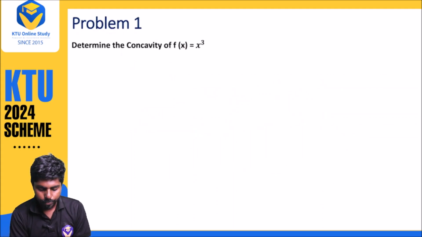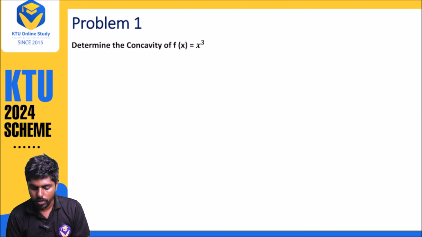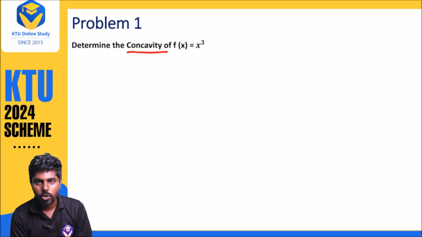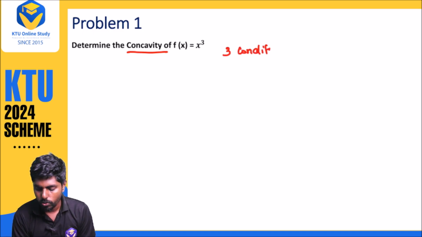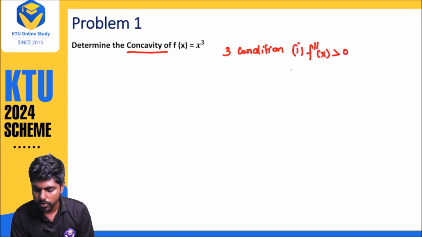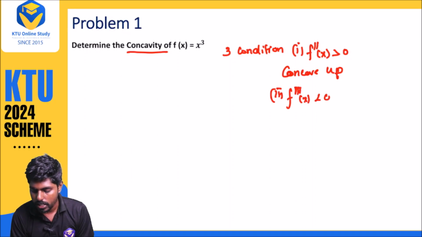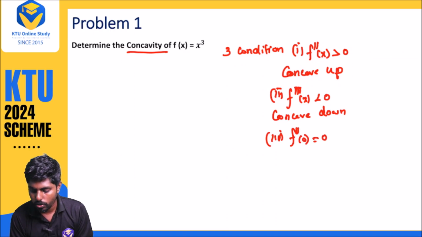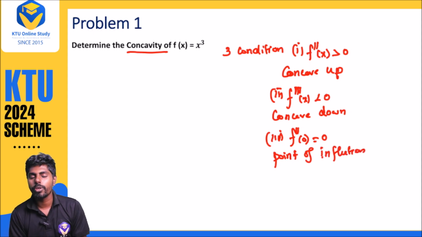So problem number 1. Determine the concavity of f. What is concavity? We know that in concavity there are three conditions. First condition, f double dash of x is greater than 0, means we say concave up. Second condition, f double dash of x is less than 0, means we say concave down. And third condition, f double dash of x is equal to 0, means we say point of inflection.